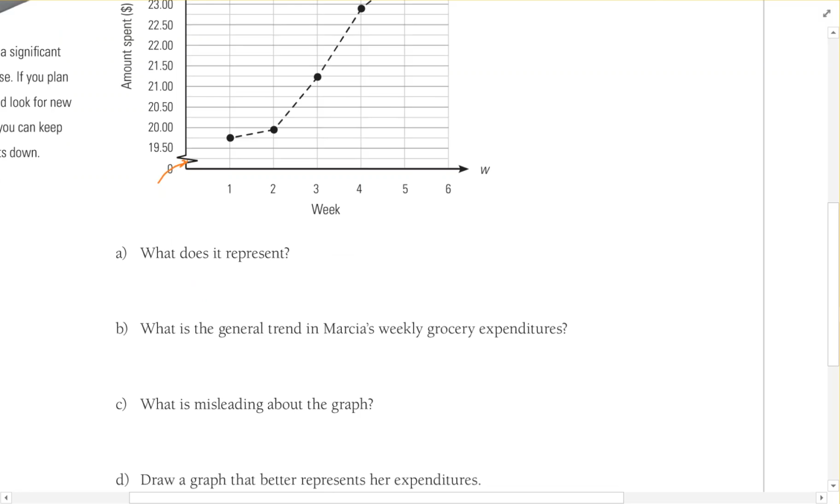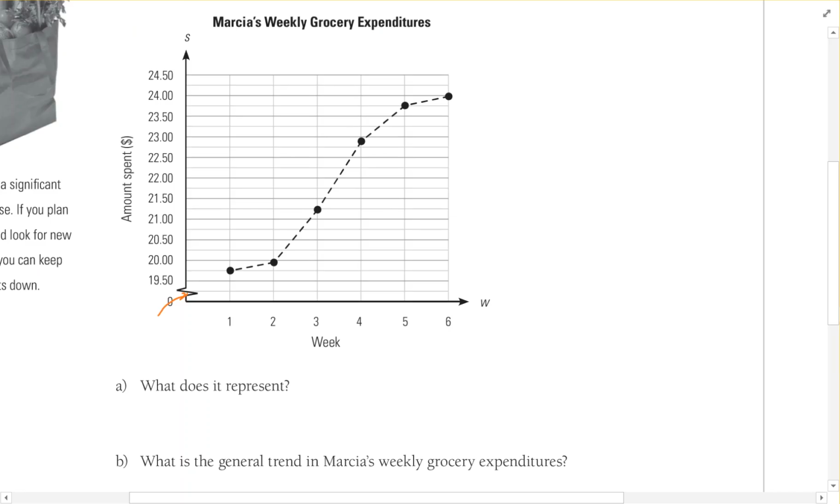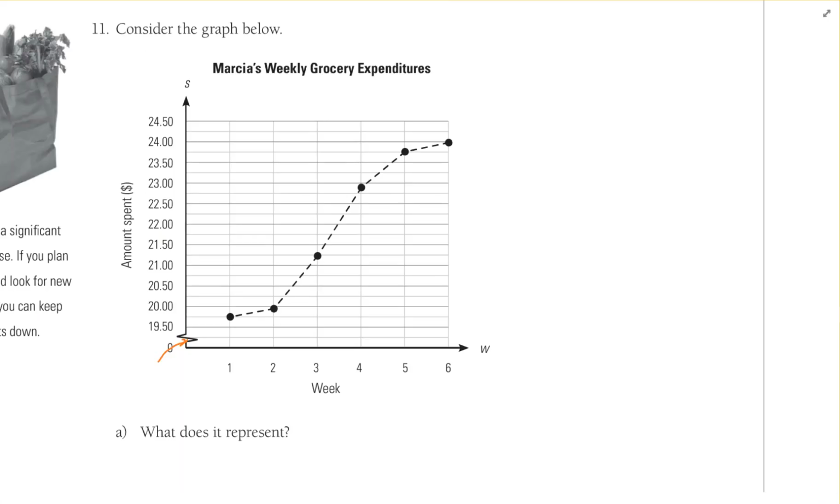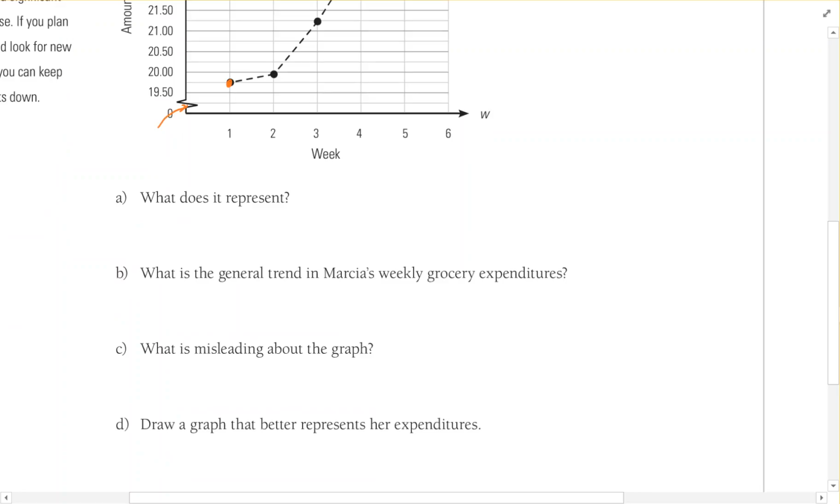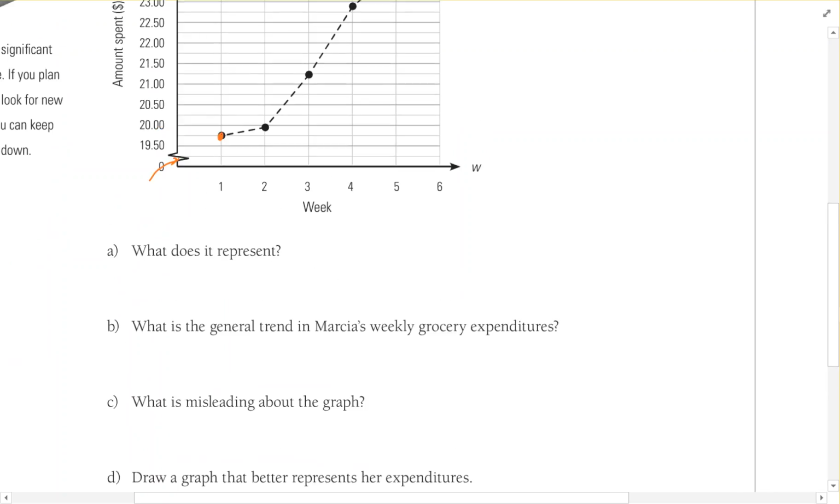So it says, what does it represent? So this shows her spending over the different weeks, right? So apparently she was only spending like 1975 on groceries in week 1, and in week 6 she's spending like $24 on groceries. And look at this huge graph how it goes from all the way from the bottom and then all the way up there again, right? So it represents her spending every week would be a good answer there.